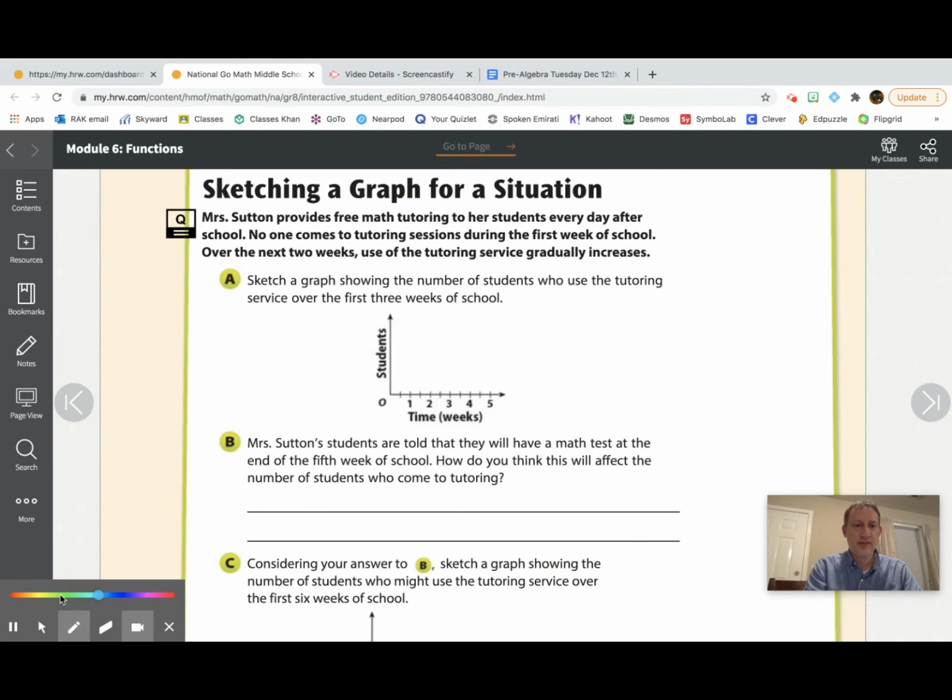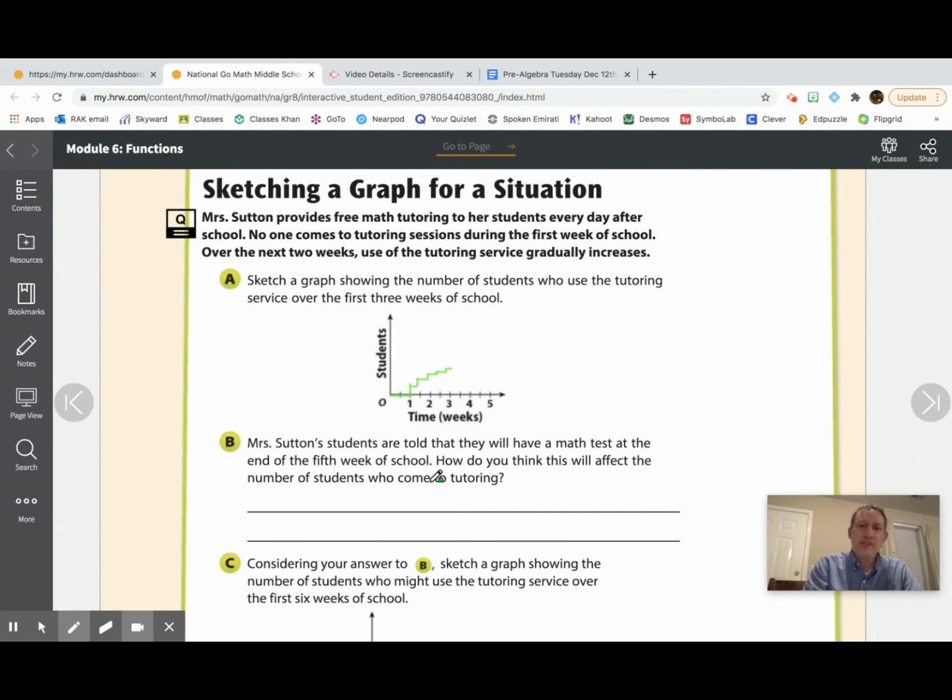Let me pick a better color. Here we go. So you're going to get no students, but then all of a sudden, it pops up, and then maybe it pops up again. It's going to look like stair steps, right? Because you're not going to have just half of a student come in.